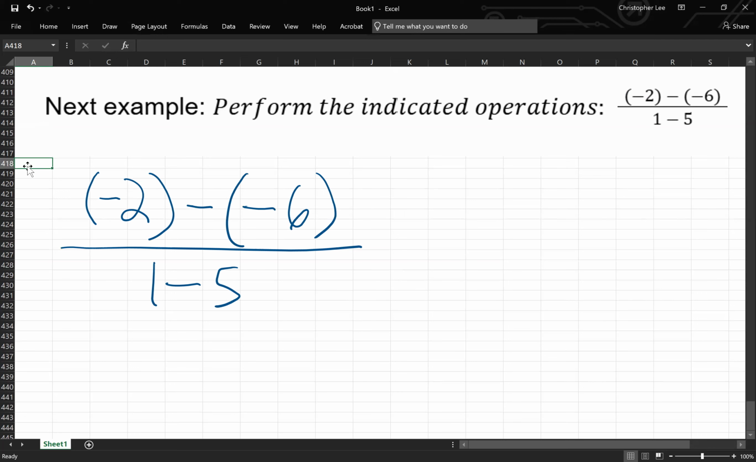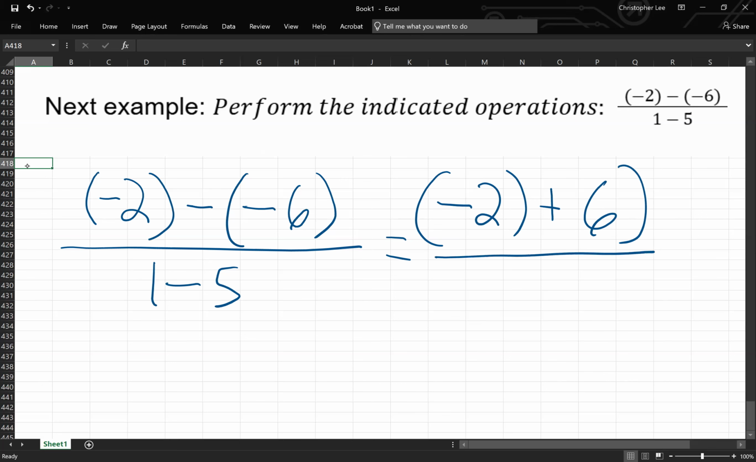Okay. And what do you get? Try again. +4. All right. So remember, anytime I have a minus sign, whatever comes after that, I want the opposite of it. So the opposite of this would be -2 plus 6, over the 1 minus 5.